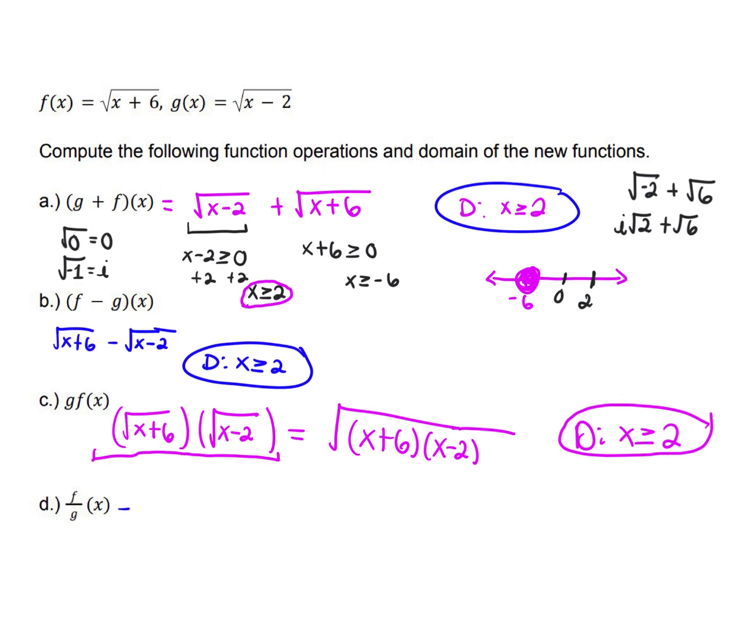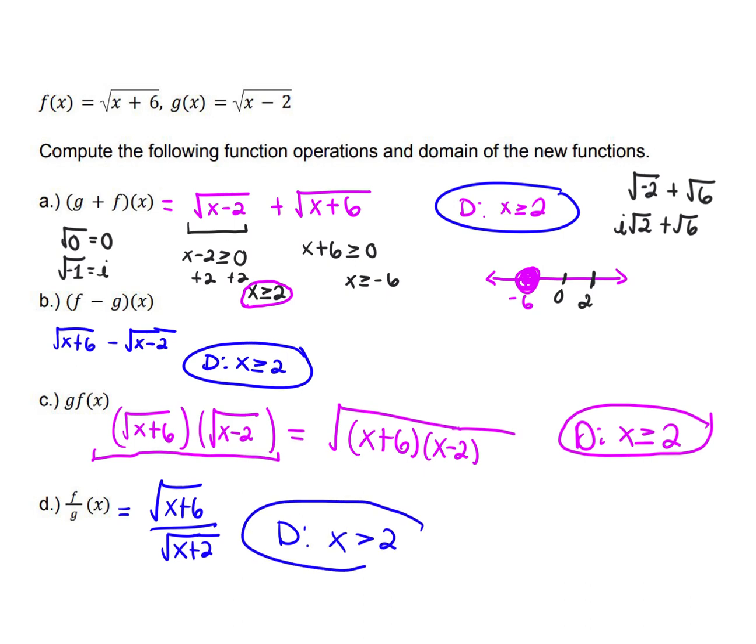F over g of x, that's going to be the square root of x plus 6 over the square root of x minus 2. And now in this one particularly, the domain has to just be x is greater than 2. That's because if we plug in 2, for example, this would be the square root of 8 over 0, which is undefined. So because of the fact that we have the square root of x minus 2 in the denominator here, the domain has to be greater than 2.